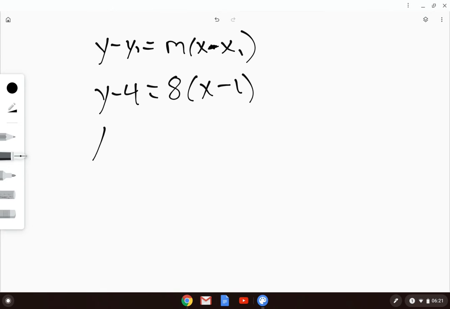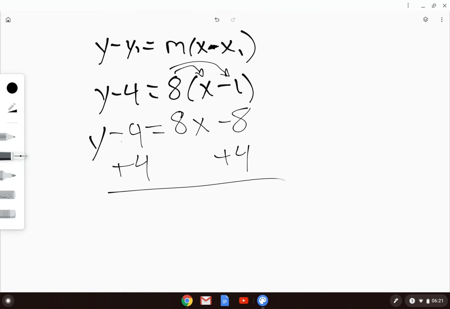So now I simply use my point slope formula to find the equation of my tangent line. So I have y minus 4 equals, and then I'm going to distribute the 8. Then add 4 to both sides. So the equation of my tangent line becomes y equals 8x minus 4. Okay, that is the equation of my tangent line.